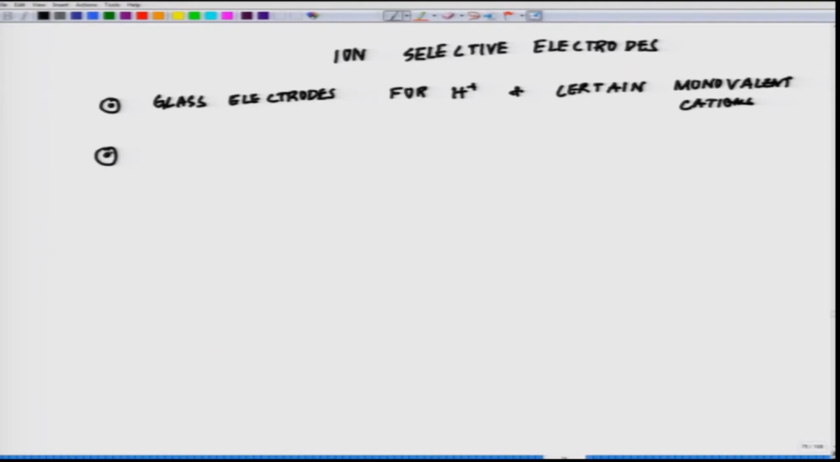Then you have solid state electrodes. These solid state electrodes are based on inorganic crystals or, recently, conductive polymers. Okay. We may not have a scope really to go through this, but just have an idea. Inorganic crystals, or you have conducting polymers.